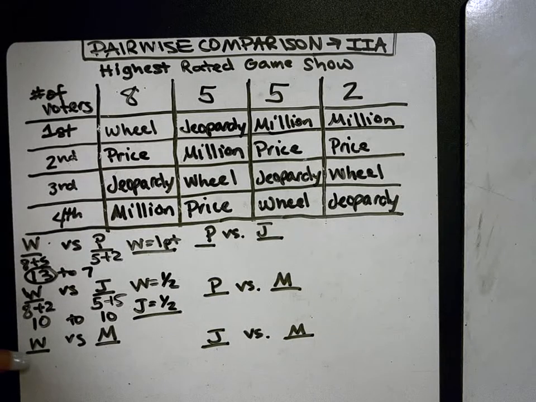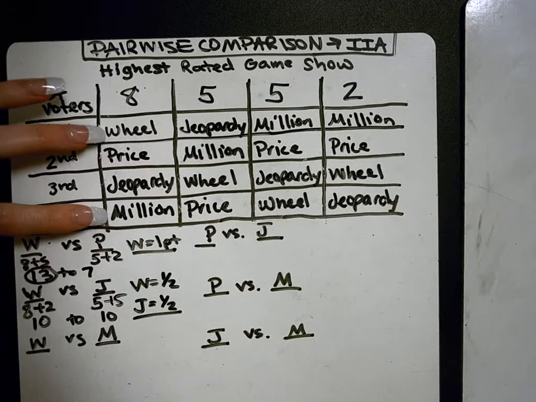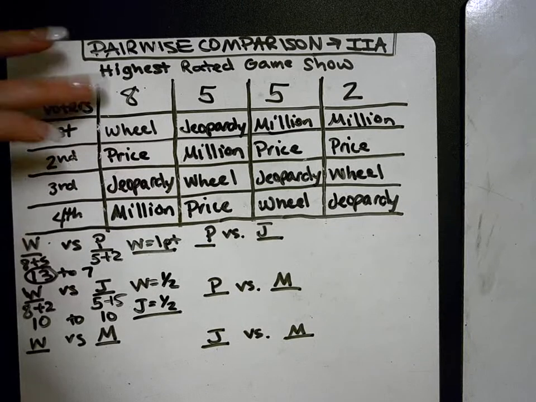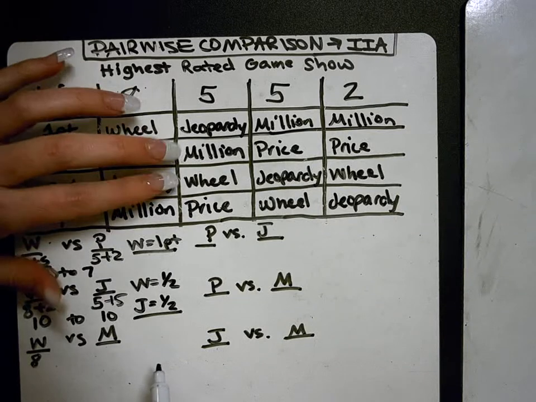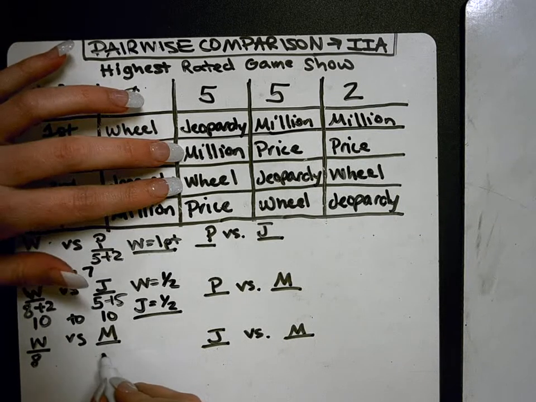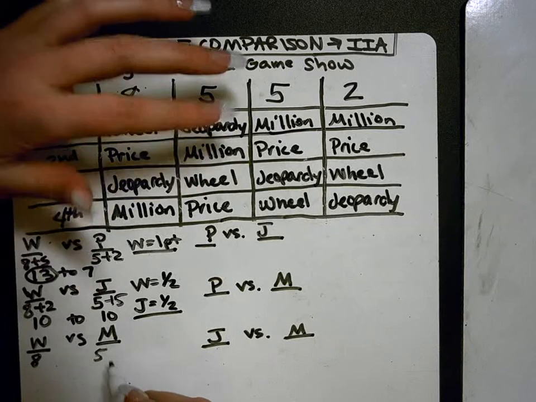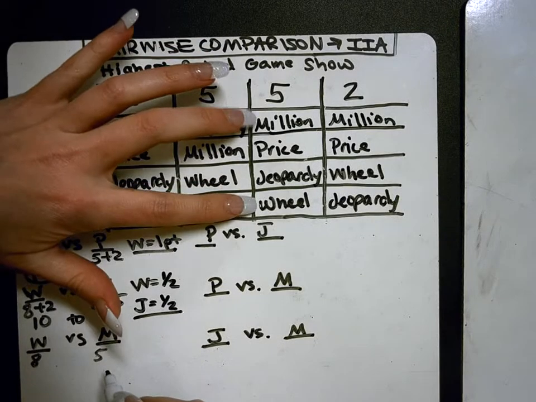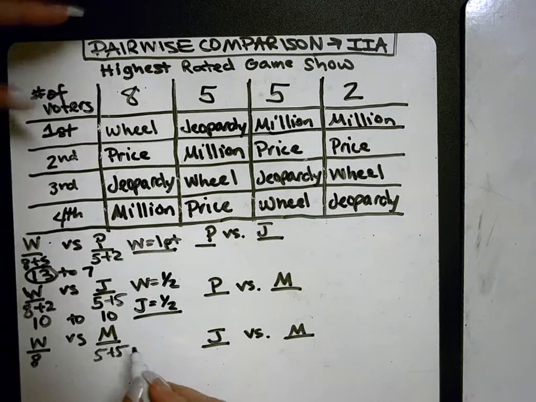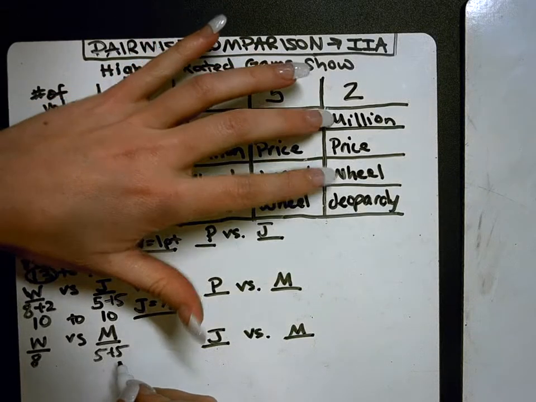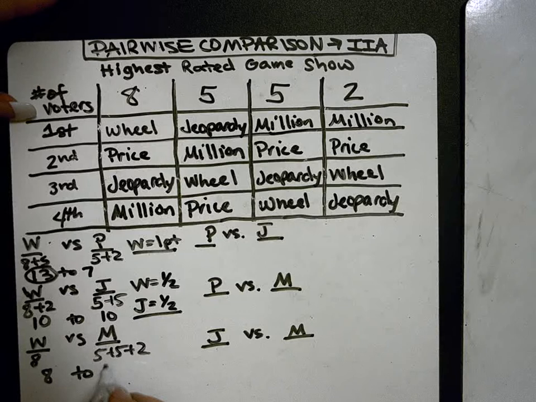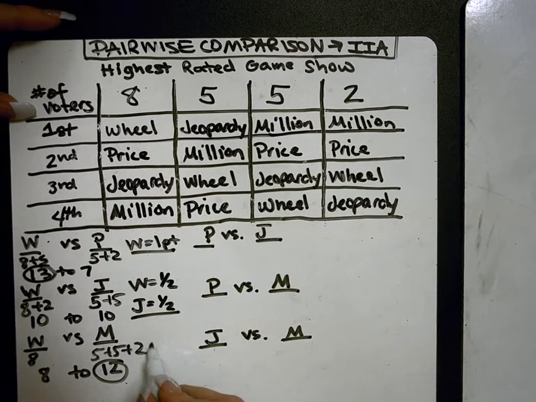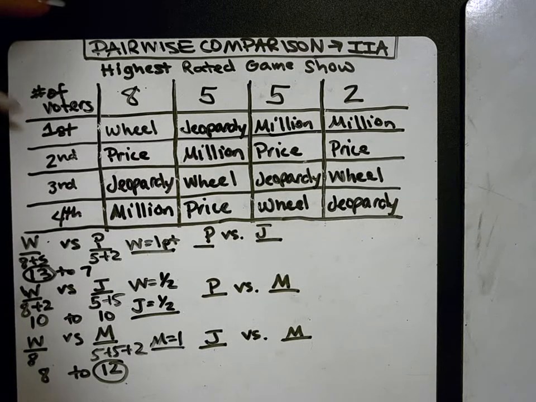Now on to the next head-to-head matchup, wheel versus millionaire. Who's preferred? Well, wheel is, so wheel gets 8. The next column, millionaire is preferred. Millionaire gets 5. And then millionaire is preferred again, millionaire gets 5. And millionaire is preferred once again, so millionaire gets those 2. So that is 8-12. Millionaire wins, millionaire gets 1 point.